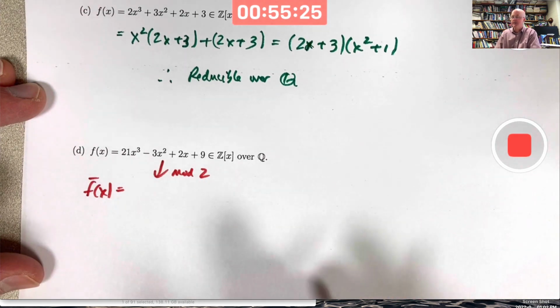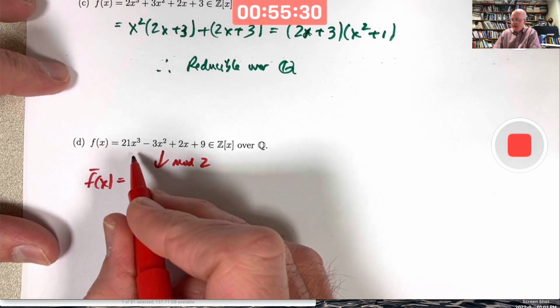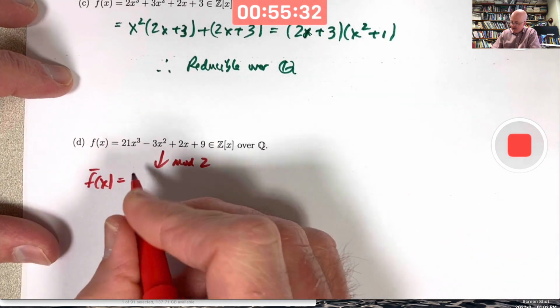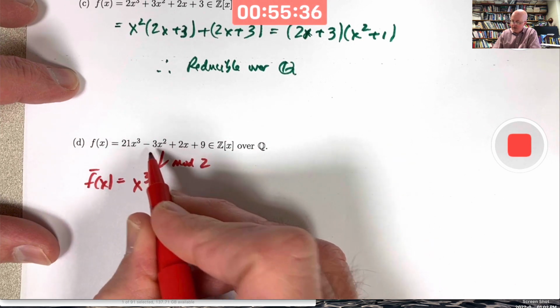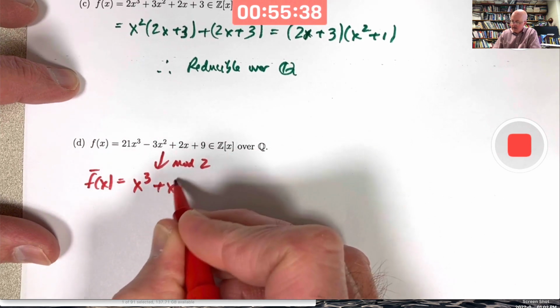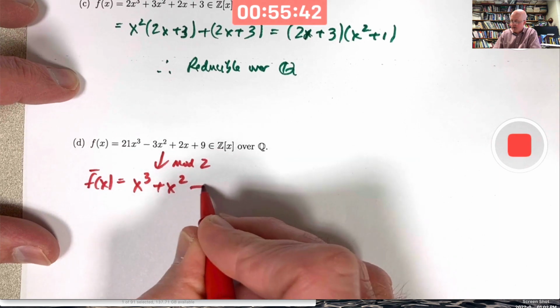So us teachers have to give you something that should work fairly quickly. So we'll try mod 2. Mod the coefficients by 2. We'll still get 21 mod 2 is 1, so we'll still get an x cubed. Negative 3 mod 2 is 1. 2 mod 2 is 0, so I have no linear term. 9 mod 2 is 1.